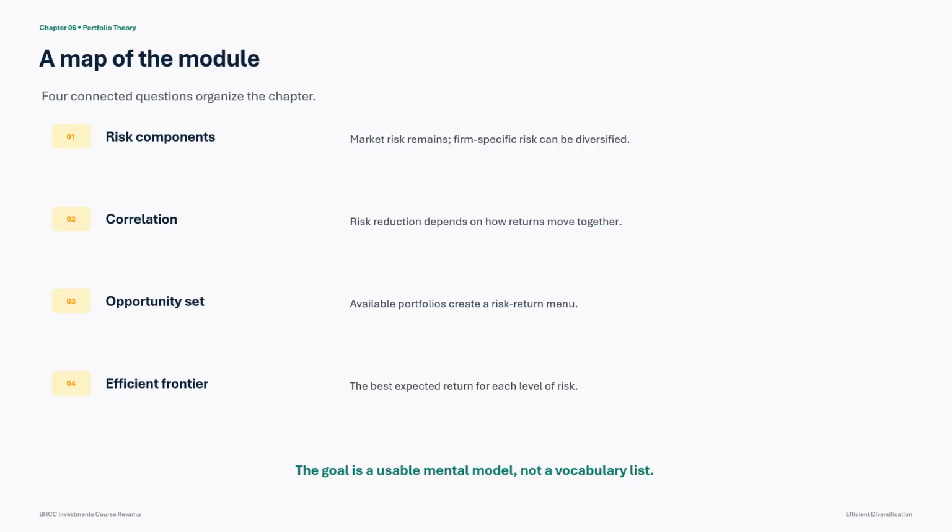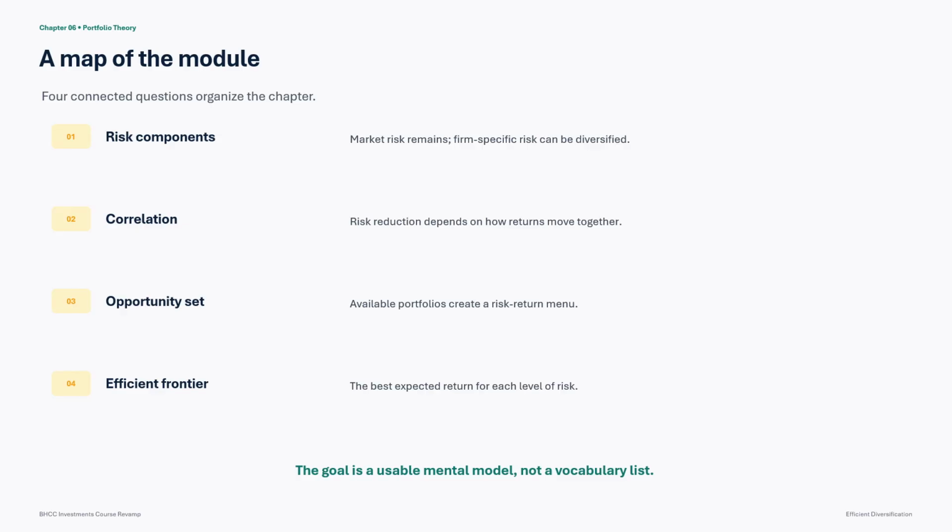The chapter is organized around 4 connected questions. The first question is risk components. Which risks are shared across the market, and which risks belong to a particular company or security? The single index model gives us a useful framework. Part of a security's movement is related to the market, and part is residual. As the number of independent positions grows, much of the residual risk can wash out. The market component remains.